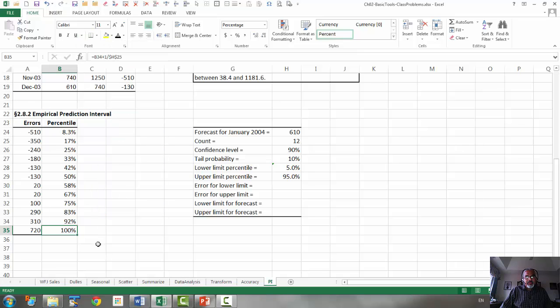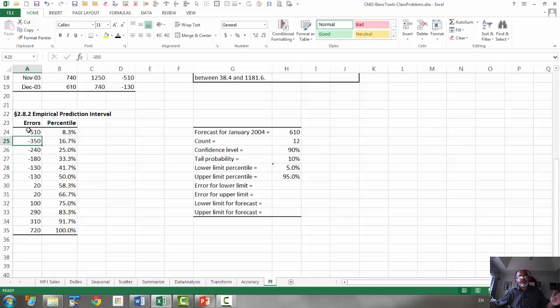Now in the empirical formulation, remember, our lower limit is 5%. So up to 5%, this will be our lower error. The 8.3% covers minus 510, which is the smallest possible error, and going up to minus 350 covers 8.3%, which is the closest to 5%. So this will be that error.